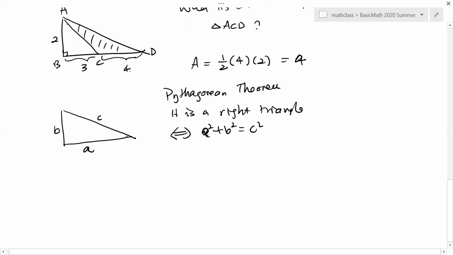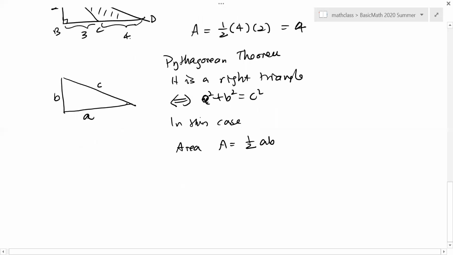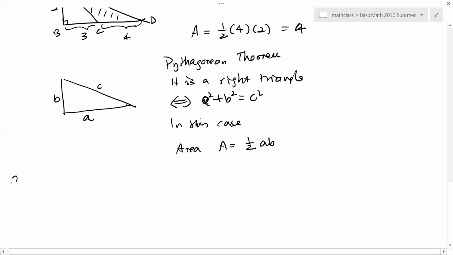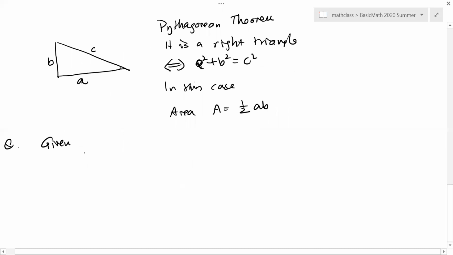In the case of a right triangle, the area is A times B divided by 2. You don't need to worry about C. So given a triangle like that, with sides 3, 4, and 5.